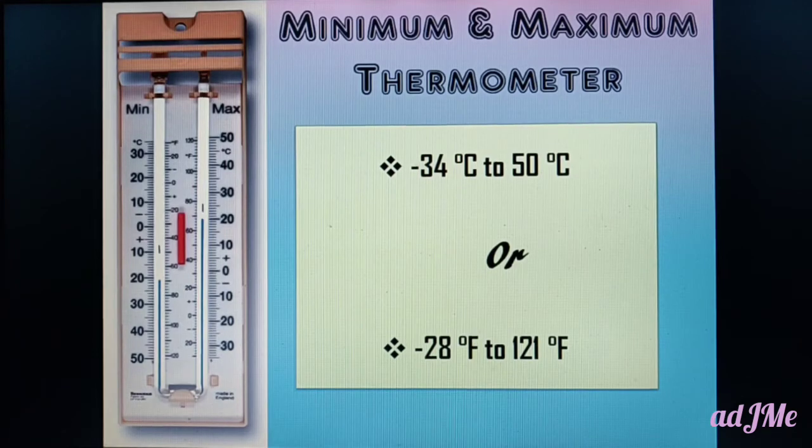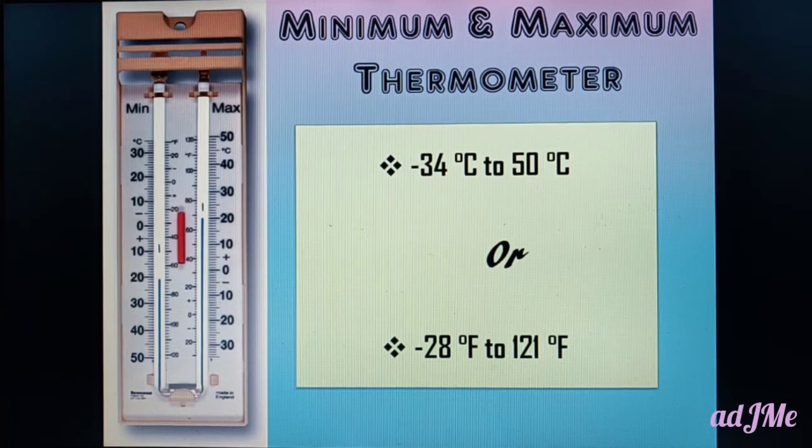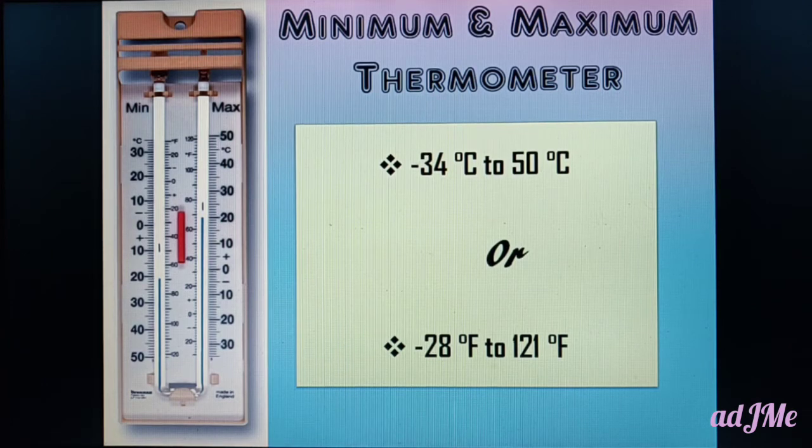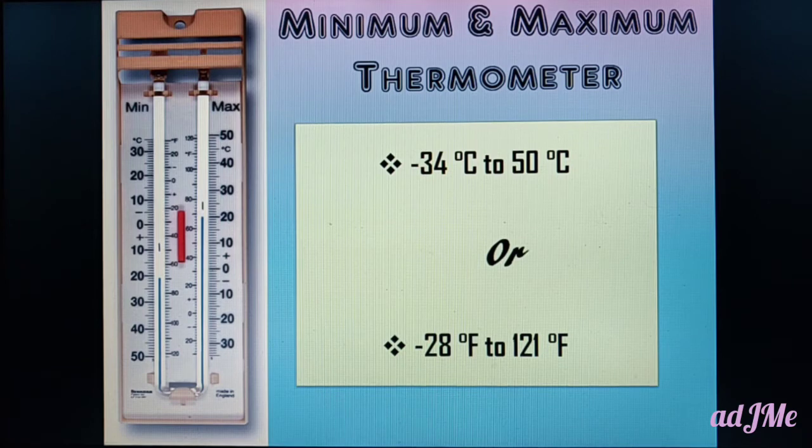Our next, third type of thermometer is the minimum and maximum thermometer. As I said before, it is used mainly for weather reports. You come across the left hand side minimum and the right hand side maximum. The stem of this thermometer, or the tube of the thermometer, has a graduation or a scale in a different manner.